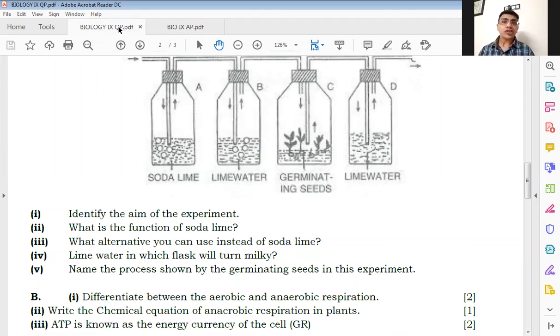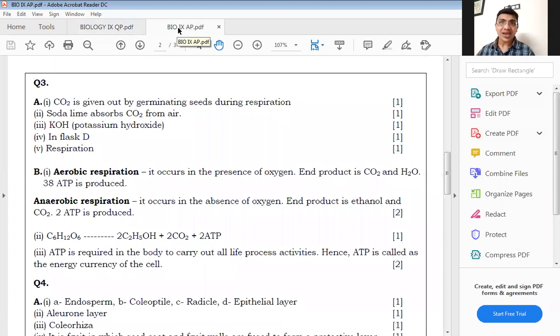What is the function of soda lime here? Now, this is what we need to understand. Soda lime is a chemical which absorbs carbon dioxide from air. So whatever carbon dioxide would be entering from the air would be absorbed by the soda lime there, so that whatever air enters and goes near the plant or passes the lime water will not contain any carbon dioxide. And that is how we will be able to understand the aim of the experiment and do the procedure properly.